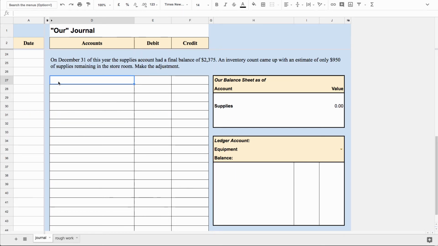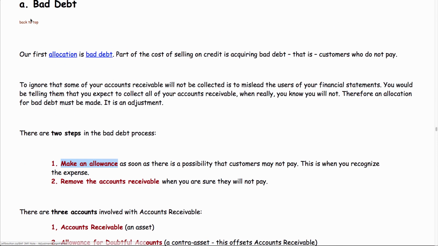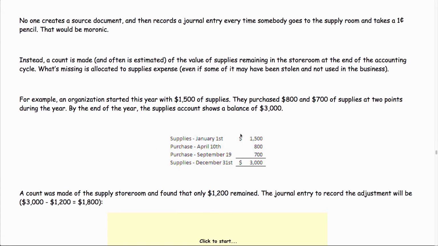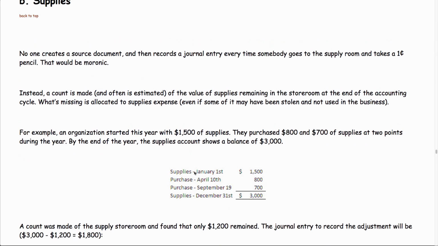So let's move on to supplies. If you recall, supplies, we go back to the top. Supplies is essentially this notion that, if we look down this little example in our larger, more comprehensive note, we've got supplies on the 1st of January, $1,500. We bought some more on April 10th, bought some more on September 19th, and the grand total's $3,000. That's what would be in the account. And because when someone goes to get an eraser out of the storeroom, you don't make a journal entry, that's not what you're going to have left.